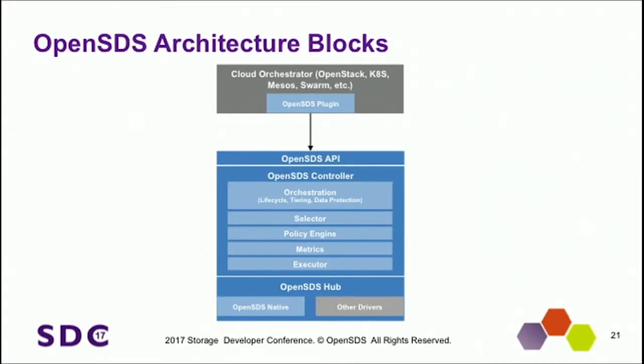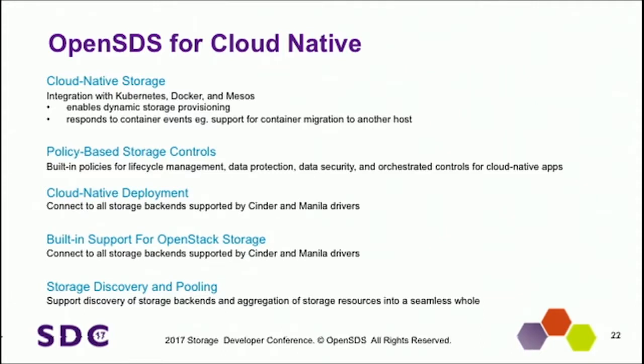Okay, so this is basically another way of looking at it. Basically, we'll have the plugin project and then the API going through the controller and going to the backend. I do want to mention that we are actually working quite closely with Kubernetes on their CSI specifications, trying to understand that and where we are with that and how we can implement that. But besides that, we want to make sure we can still do policy-based storage control for the cloud native deployments.